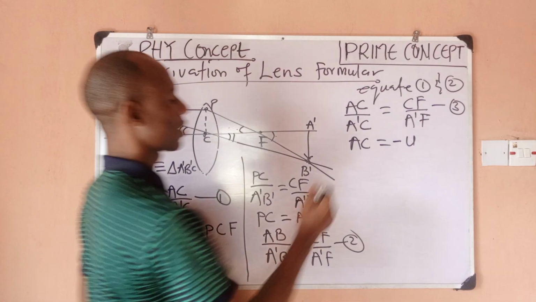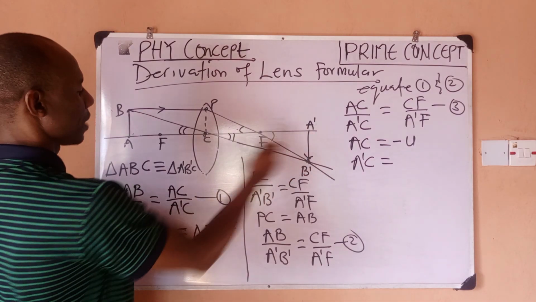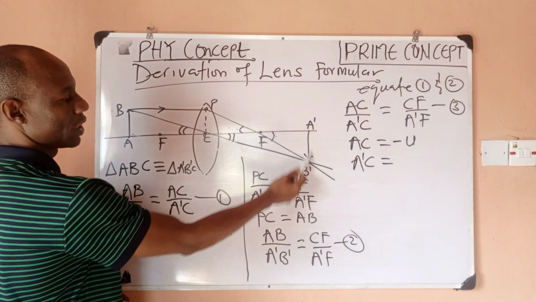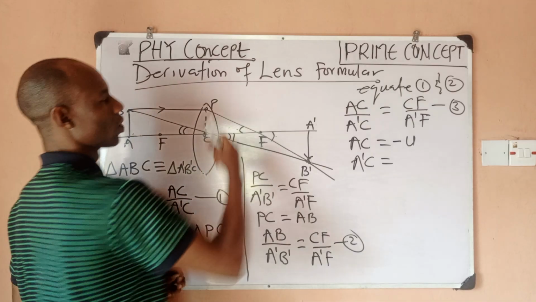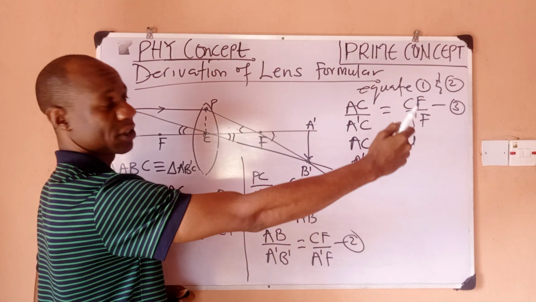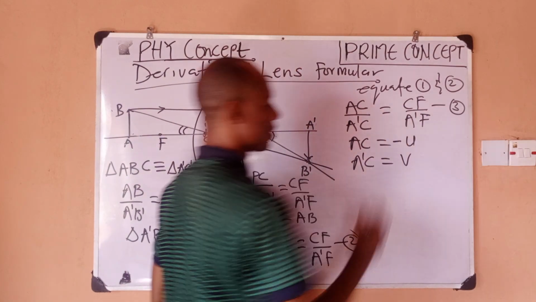Now, what is actually A prime C? A prime C is the distance from your image to your lens. So that is the image distance. And your image is located on the positive side, which is on the right-hand side. So it means A prime C is going to be positive V, right?